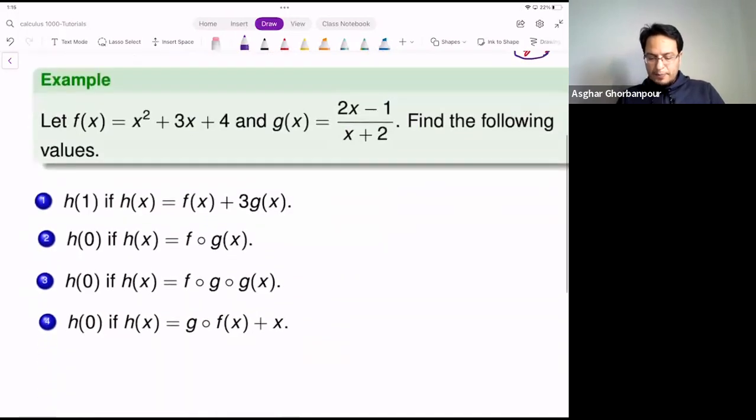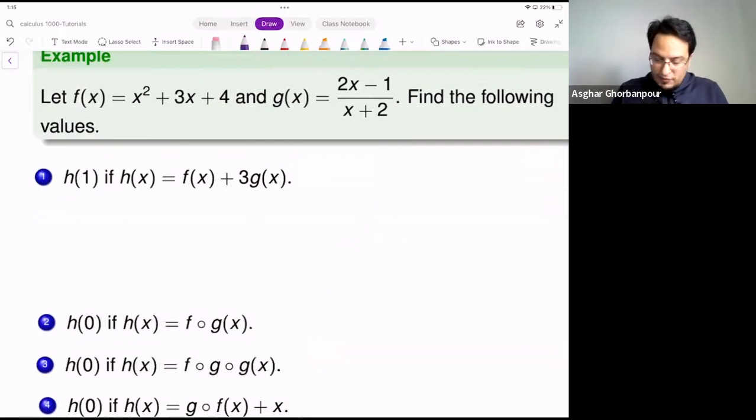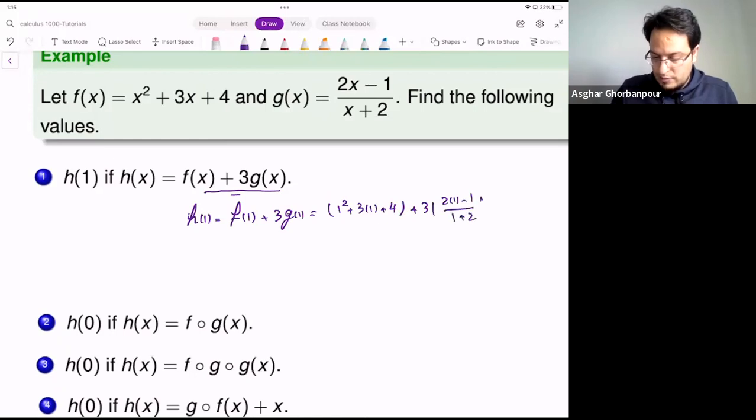Well, we have some examples here for you. For example, h is given by this combination. So then if you're looking for h at 1, this is nothing but f at 1 plus 3 times g at 1. It means that you evaluate, you multiply the second one by 3 and then add. So this means that you have 1 squared plus 3 times 1 plus 4 plus 3 times (2 times 1 minus 1) over (1 plus 2). Whatever the number is, but that's how it is defined.